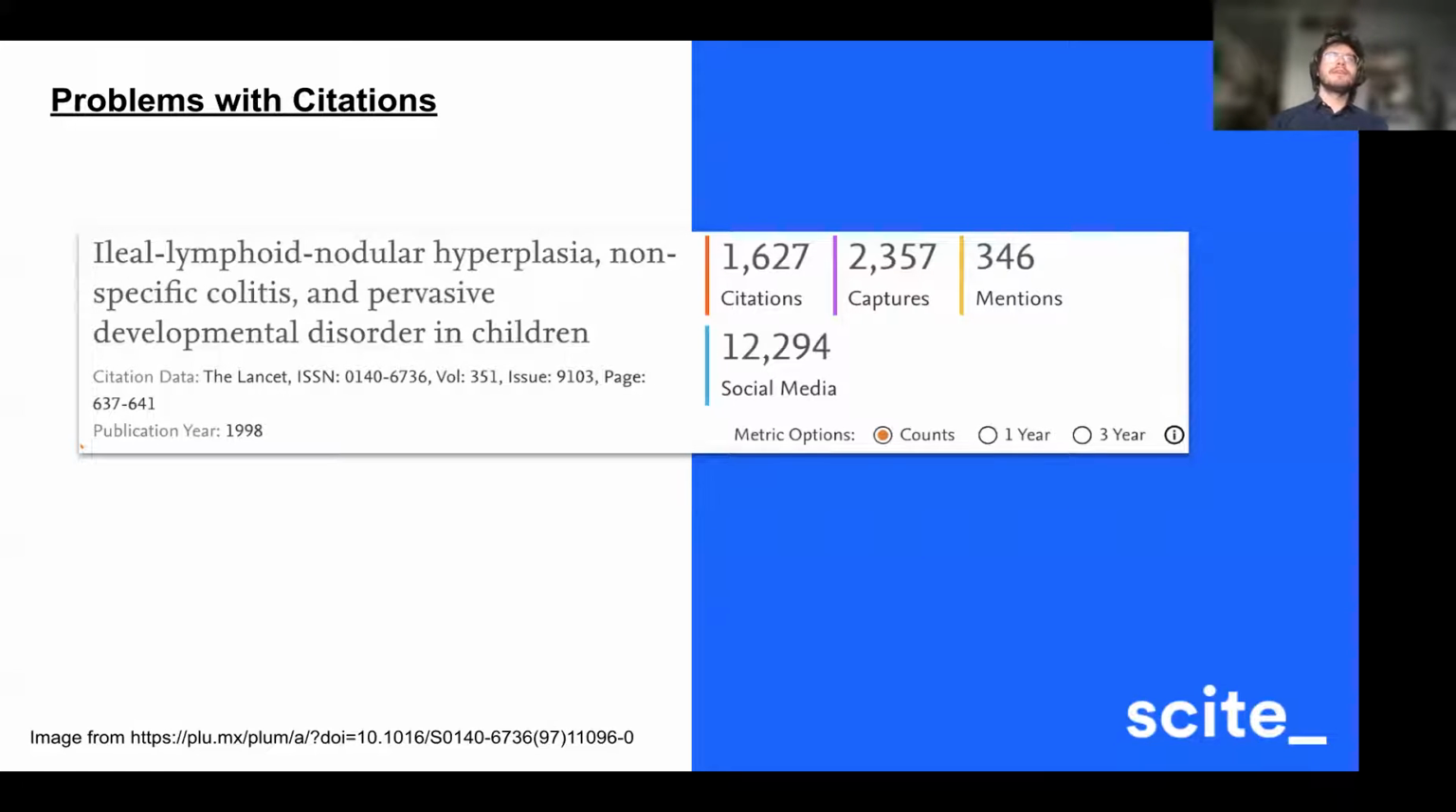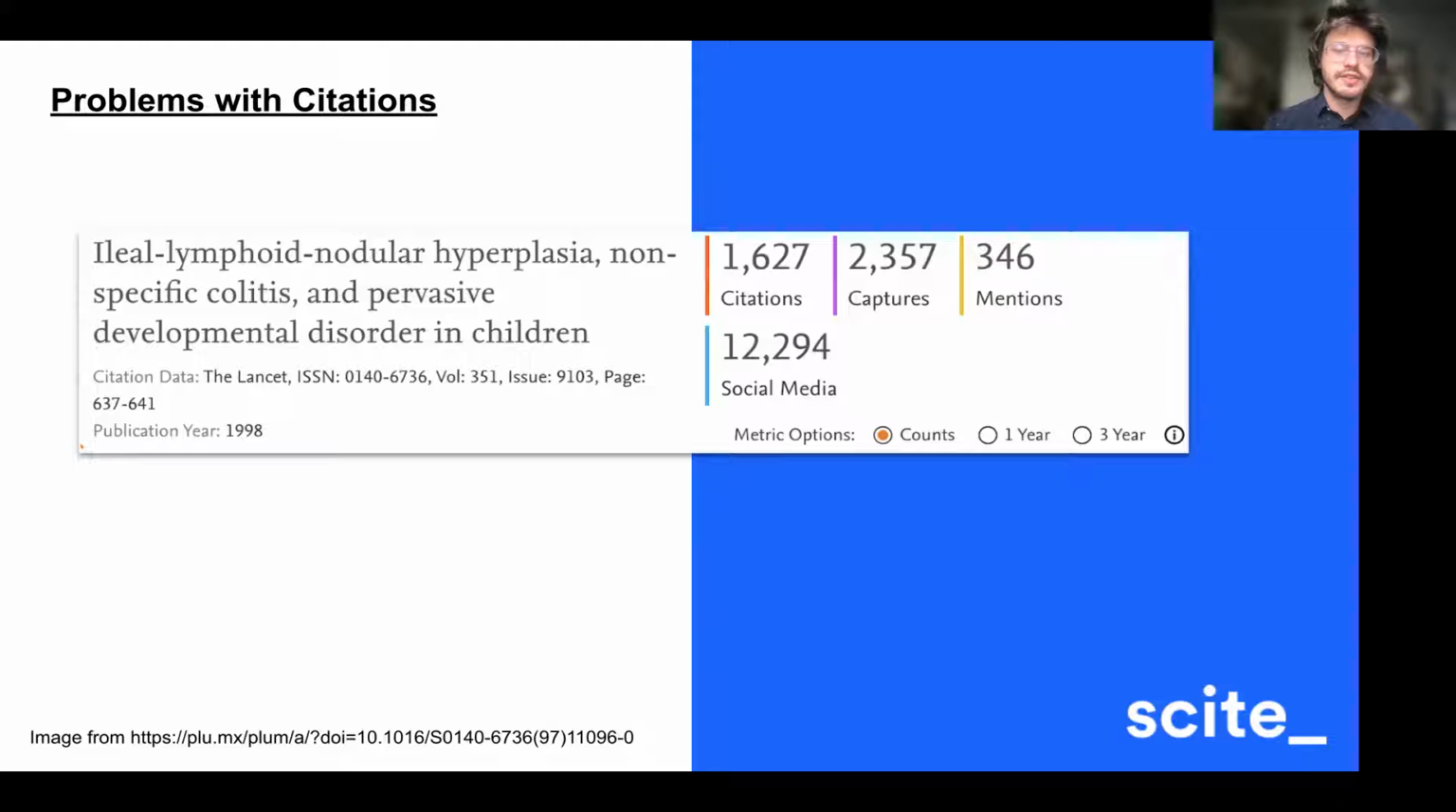Scite comes from a problem with citations. How we evaluate publications, and we all know this is maybe a problematic way of looking at things, is that we tend to look at the number of citations as a proxy for impact. That's not always a bad thing. Certainly, if a paper has attracted many citations, there's something important to it. But really in this number, and here this is just from Plum Analytics, which is a citation analysis tool similar to other ones.